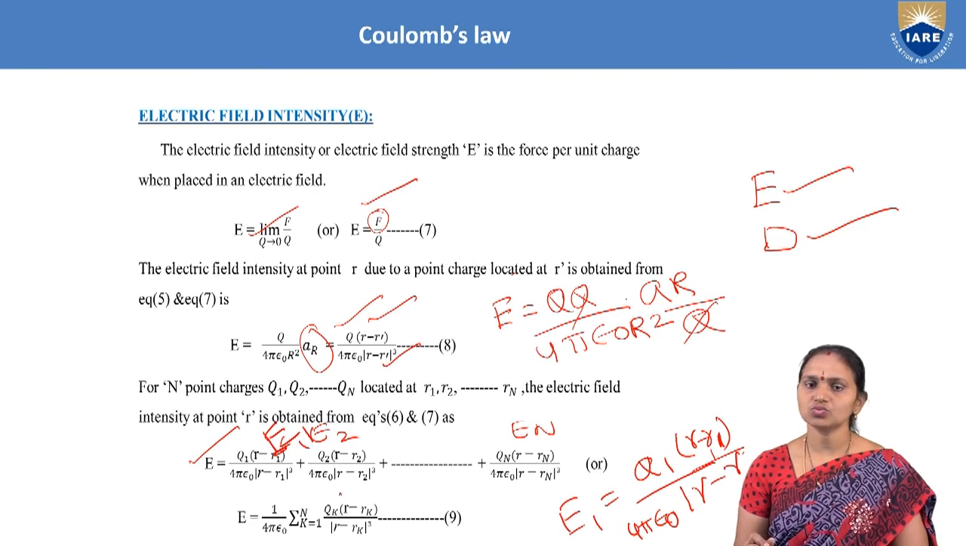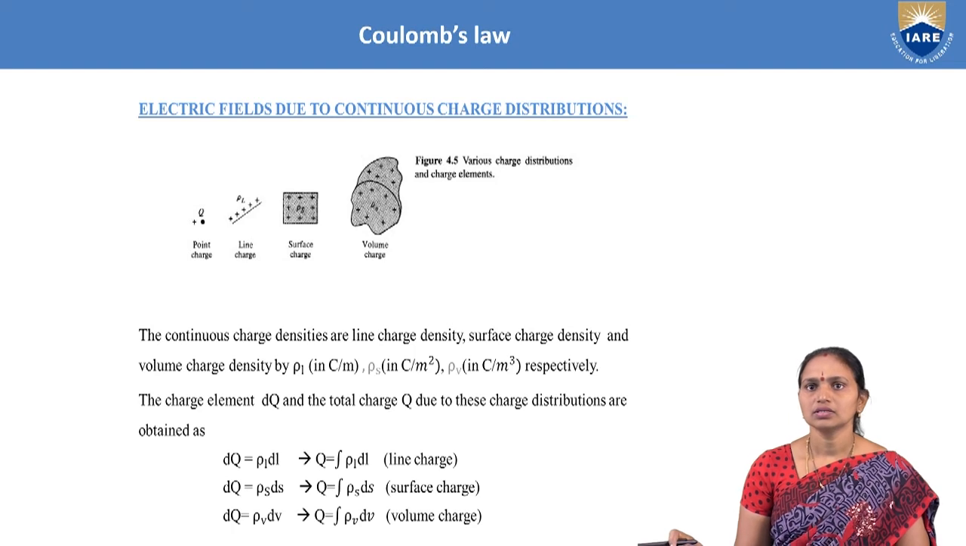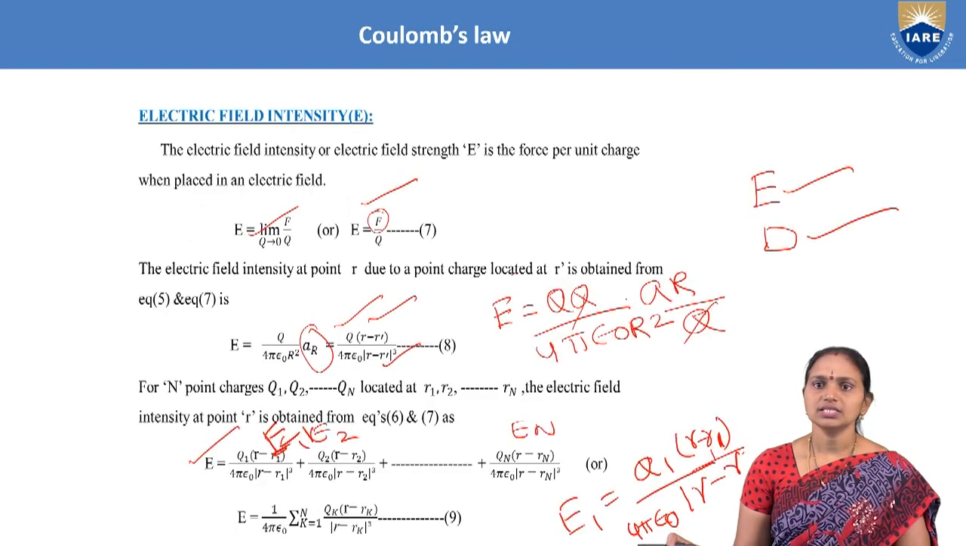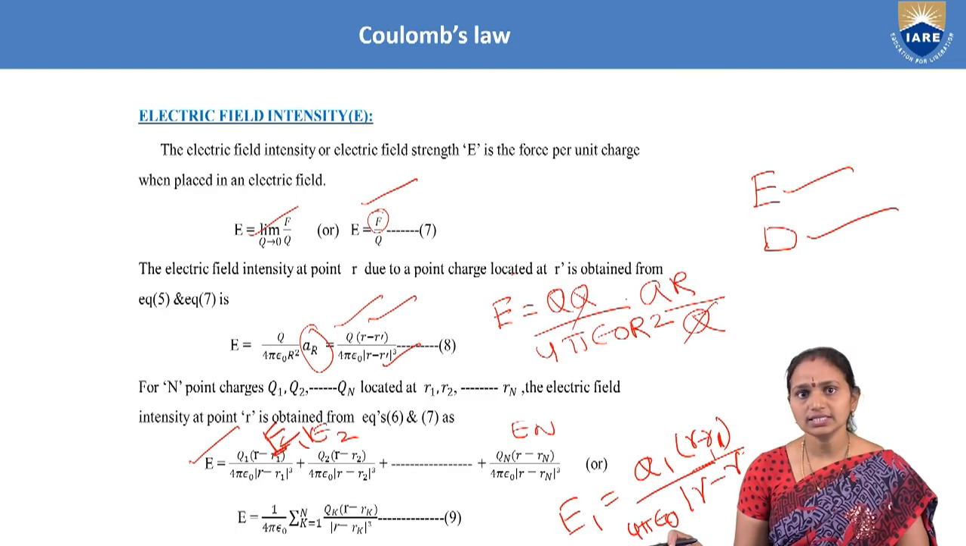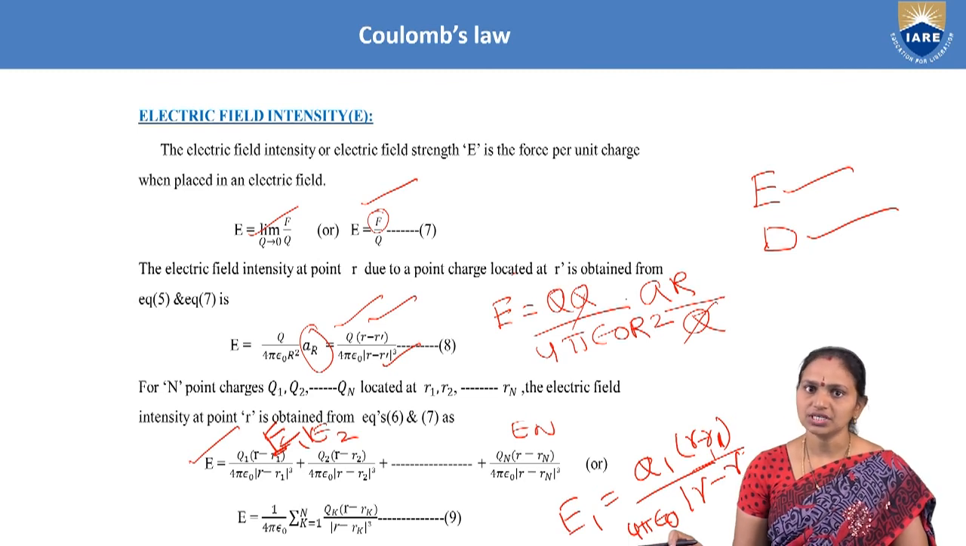So the final equation is 1 by 4 pi epsilon naught sigma k equal to 1 to N Qk into R minus Rk by modulus of R minus Rk whole cube. This is the electric field intensity if there are n point charges. So now this is the case of R. This is the equation for electric field intensity if it is a point charge case.